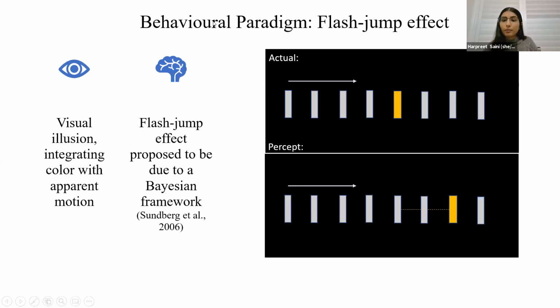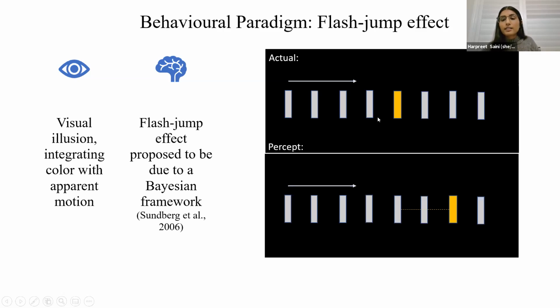So when you've got an apparent motion sequence of moving bars, one of the bars changes color at a single position along its trajectory. And this color change is perceived to occur farther along the trajectory of the bar's motion, at a later occurring bar, instead of the bar where it actually occurred. And this is a mislocalization of feature integration between color and motion.